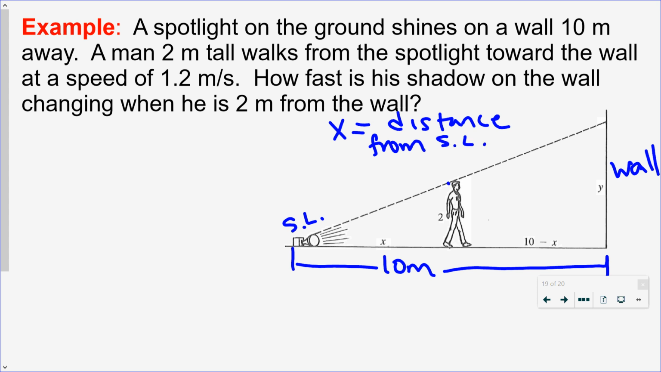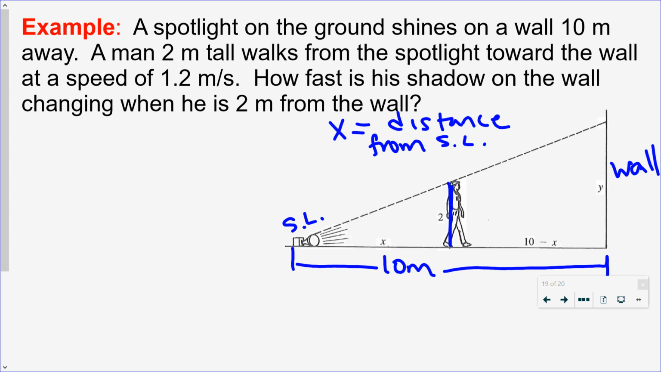Now, the man is 2 meters tall, so I'll just draw a straight line, or we'll pretend that that's a straight line, okay? And then since x is the distance from the spotlight and the total distance is 10, 10 minus x would be the distance from the wall. So as the man's walking closer to the wall, his shadow is going to get smaller, the shadow being in front of him. So labeling this out here, I have x, I have 2, I have the height of the shadow onto the wall is y there, and the total distance is 10.